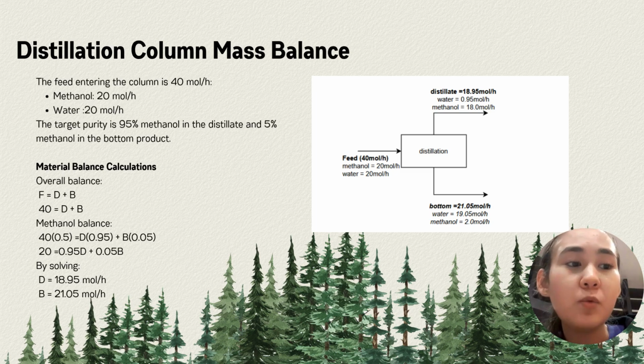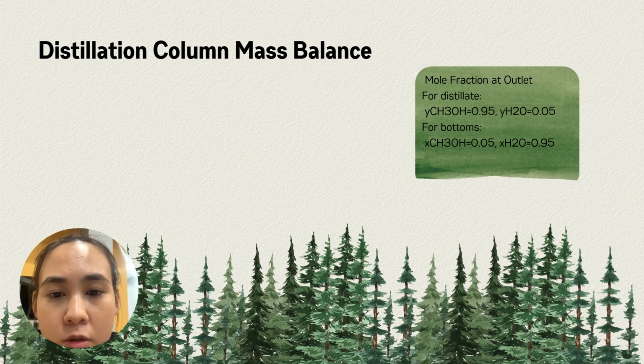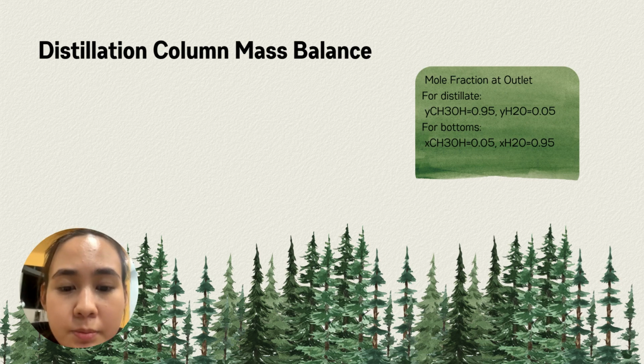By solving the system, we get that the distillate stream is 18.95 mol per hour and the bottom stream is 21.05 mol per hour. Here you can see the distillation column component balance, where our feed of 40 mol per hour is split into distillate and bottom, and from the distillate we get our target product, methanol, at 18 mol per hour.